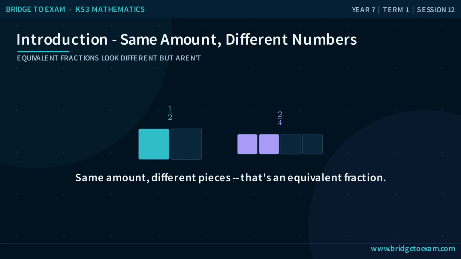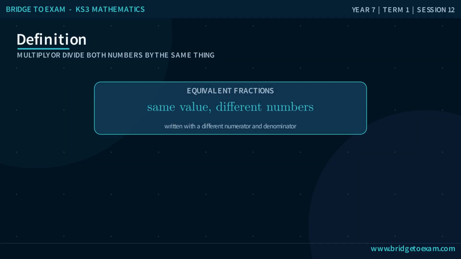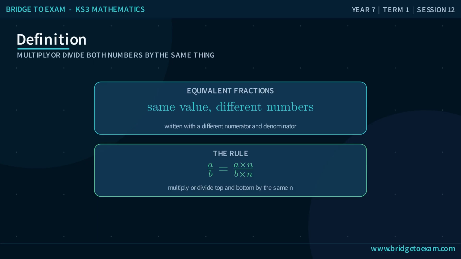By the end of today, you'll spot equivalent fractions on sight, simplify any fraction down to its lowest terms, and compare fractions fairly using a common denominator. So what actually makes two fractions equivalent? They stand for the exact same amount, just written with different numbers on top and bottom. Here's the trick. Multiply or divide both the numerator and the denominator by the same number, and the value never changes. You're really only multiplying by a fraction worth exactly 1.